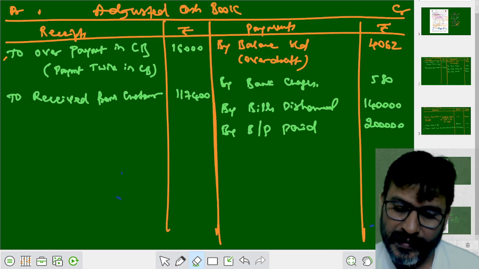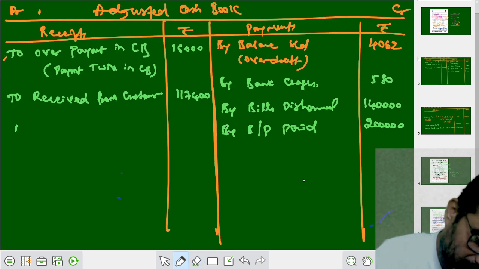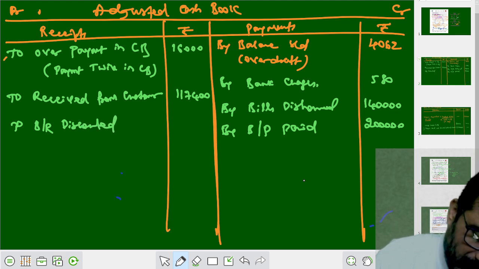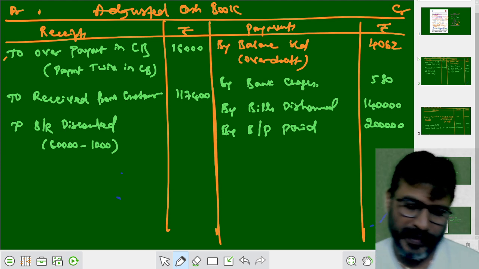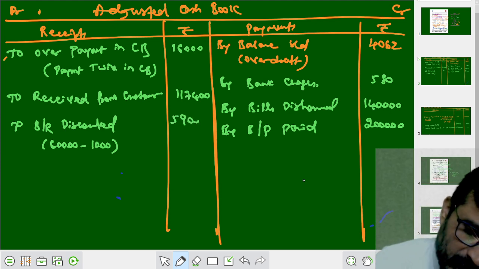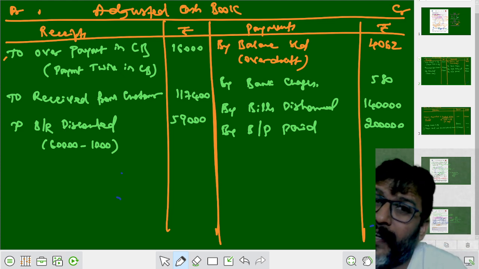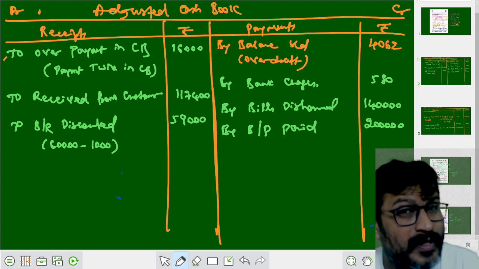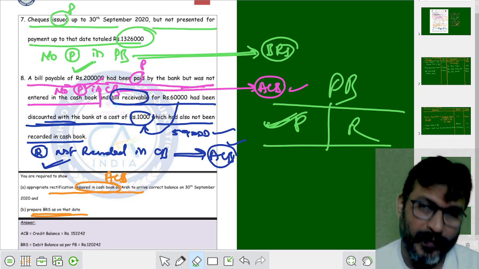So let us write on the receipt side of ACB: to bills receivable, it is discounted. Out of 60,000, 1,000 rupees is a discount, which is to be subtracted. Take 59,000 when it is discounted. If the same bills are dishonored, we have to take 60,000 plus noting charges, if any. Okay, that's all you are required to prepare.